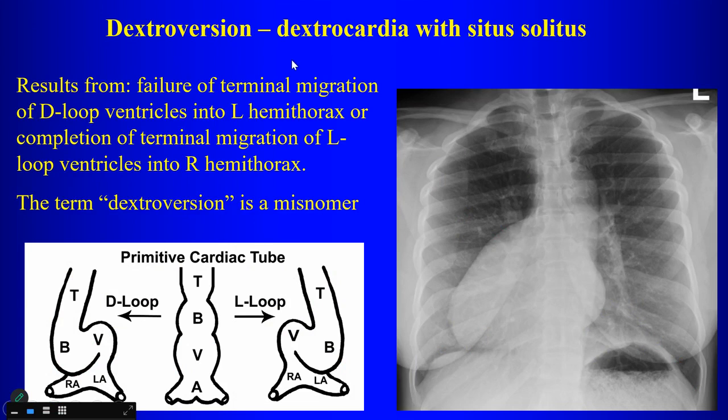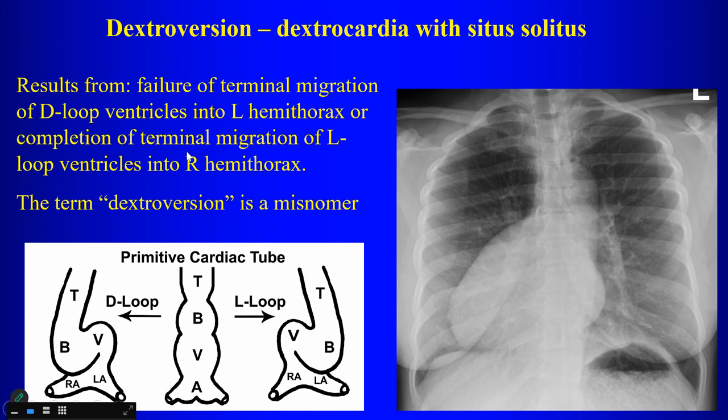So what happens with dextroversion? Dextrocardia with situs solitus, right? How do we get this embryologically? Well, there are two possibilities. You can get it from failure of terminal migration of D-loop ventricles into the left hemithorax. Here we have a patient with situs solitus, right atrium on the right, left atrium on the left. The heart forms the D-loop, but remember what we said during embryology, this should migrate to the left side. If it does not, then the apex stays on the right side, and we will have dextrocardia with situs solitus.